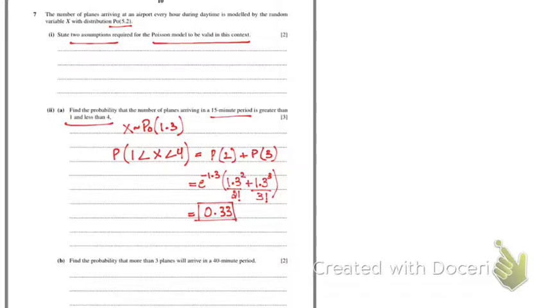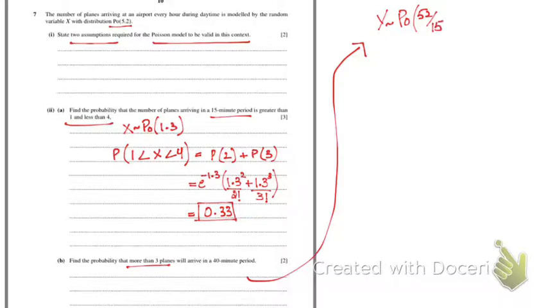The next part is: find the probability that more than 3 planes will arrive in a 40-minute period. So first I'll do this part over here. We'll adjust the lambda. So Y follows a Poisson. And now we are looking at a 40-minute period, so the lambda will turn out to be 52 upon 15. And we have to find the probability of more than 3. So this means 1 minus the probability of Y less than or equal to 3.